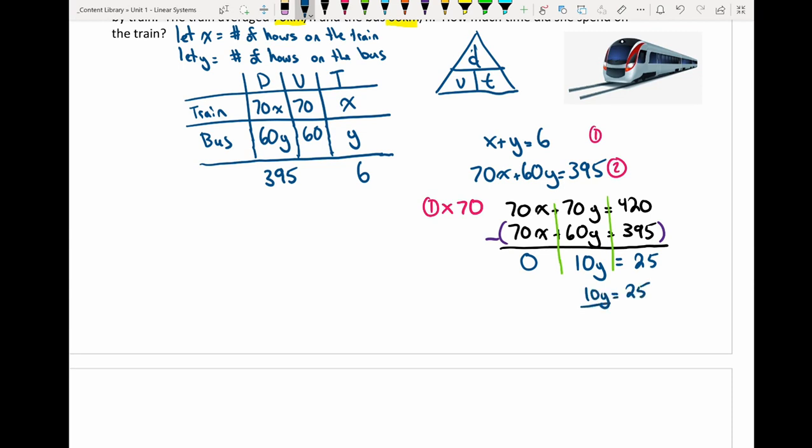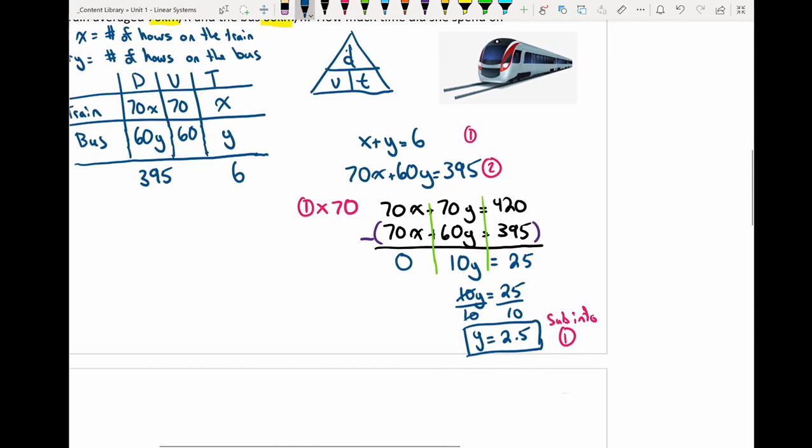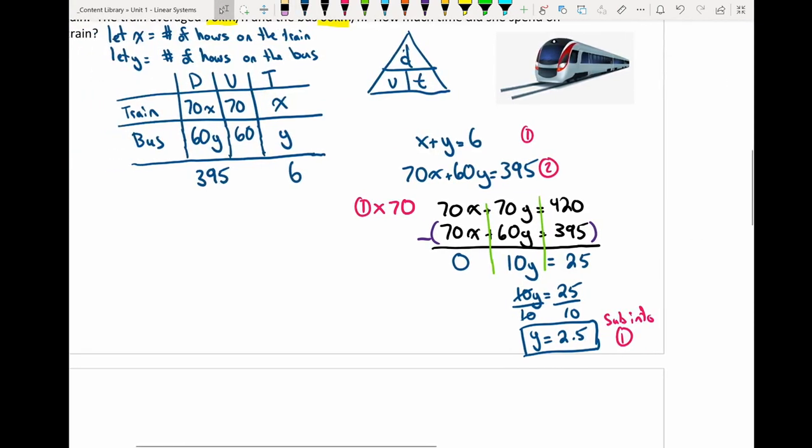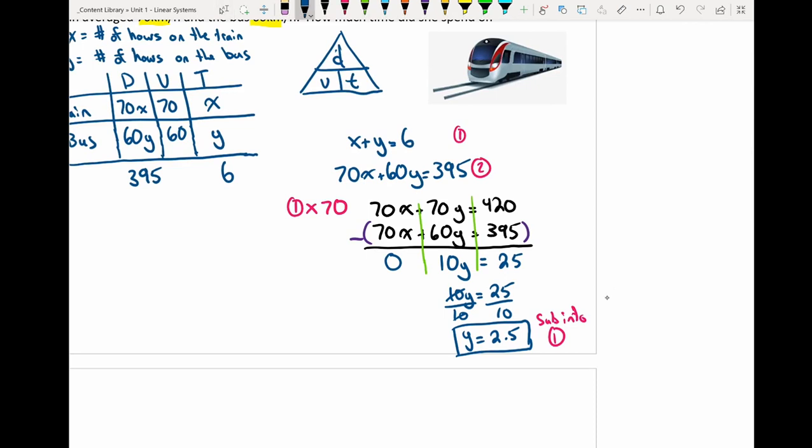Just simplifying it, I'm going to divide both sides by 10. So I get y equals 2.5. So I have part of my equation now, and the last step, I have to sub this into, I'm going to pick equation 1 because it is the easiest. And so again, when I do that, I'll just do it off to the side here because it's just a quick calculation. x plus 2.5 has to equal 6, so x equals 3.5.